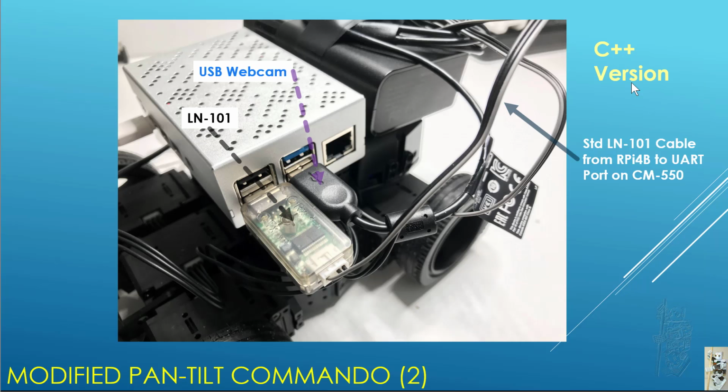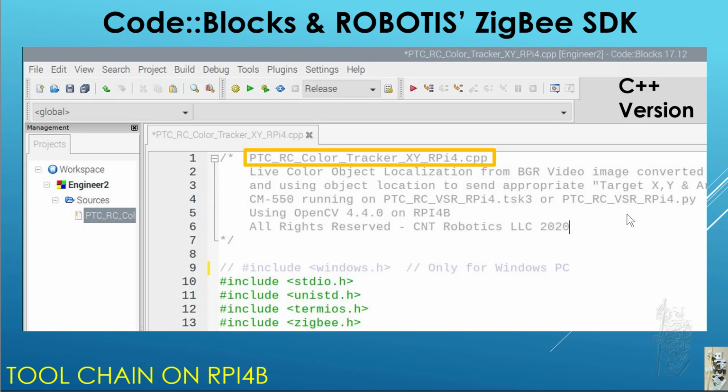In the C++ version, I'm actually using an actual LN101 hooked up to the USB port of the RPi-4B, just using the standard LN101 cable, not cut up or anything, which goes onto the UART port of the CM-550. And the toolchain on the RPi-4B is now different. I'm using Code::Blocks for the IDE and using the Robotus ZIGBEE SDK. They happen to have the Linux version with it.